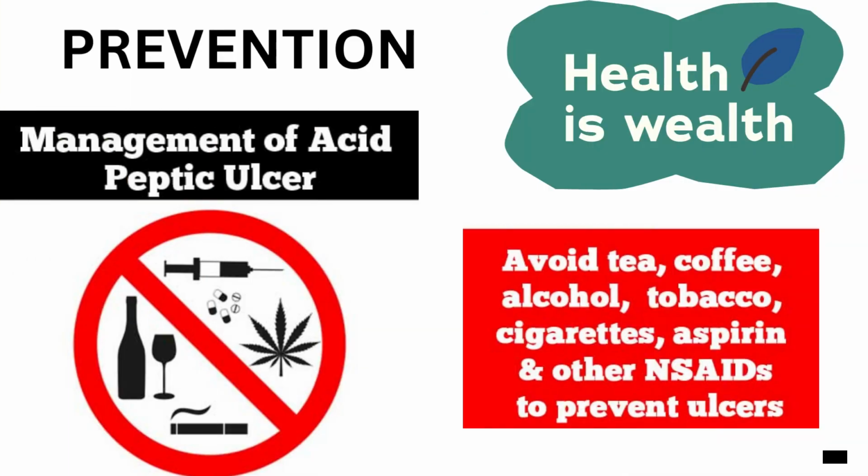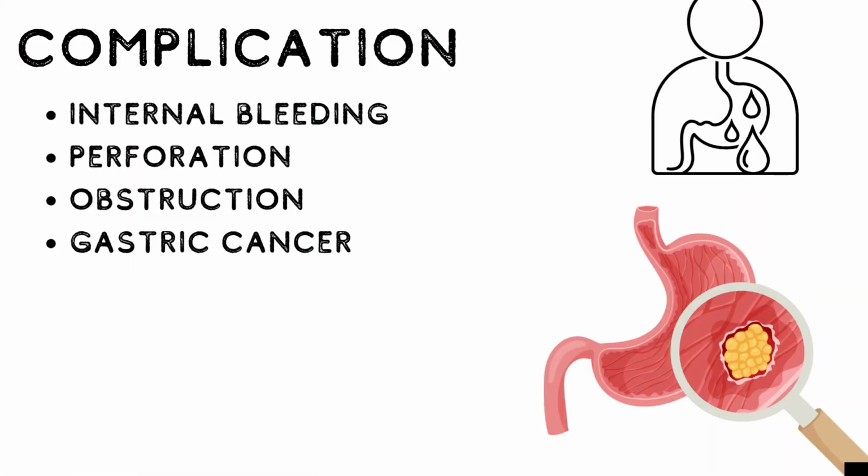Peptic ulcer can be prevented by avoiding tea, coffee, alcohol, tobacco, cigarettes, aspirin and other NSAIDs. Last one is the complications of peptic ulcers, which include internal bleeding, perforation, obstruction, gastric cancer.